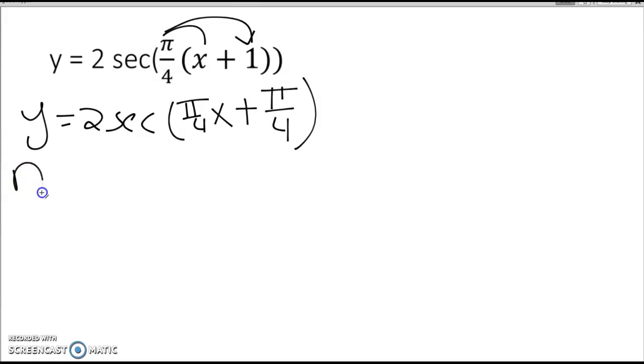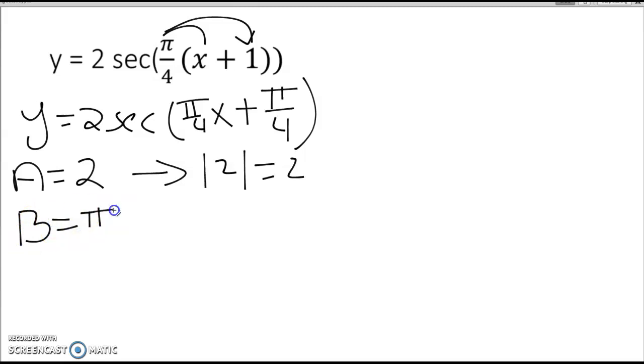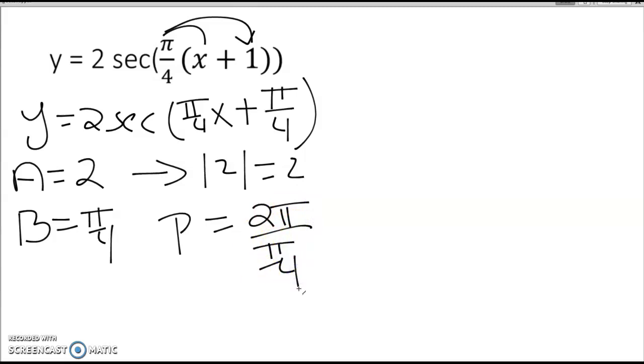So let's name them. Our a is 2, and our stretching factor, of course, the absolute value of 2, is 2. Our b is pi over 4, and our period is 2 pi over pi over 4. So we get 2 pi times 4 over pi, which is 8. So our period is 8. The length of one cycle is 8.